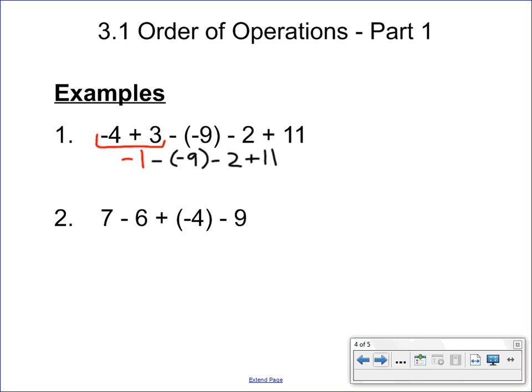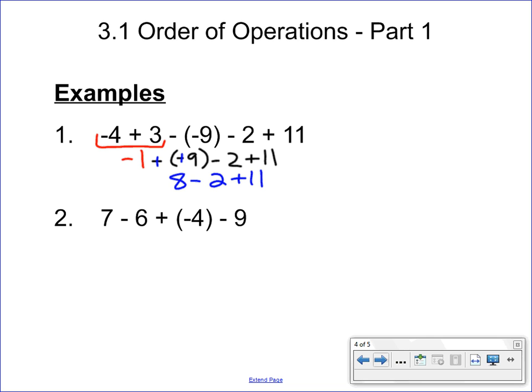As well as the rest of the problem. So now the minus and the negative, I look at that and I add the opposite, and now I have a negative 1 plus 9. So if I have 1 bad guy and 9 good guys, that means the 1 bad guy is going to take out one of my good guys, and I'm going to have 8 good guys left.